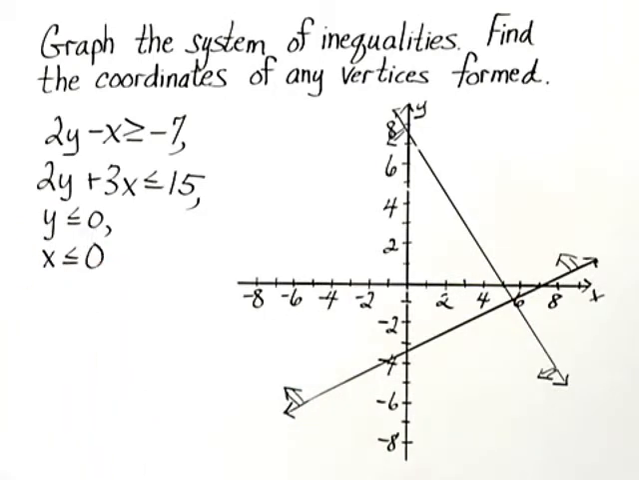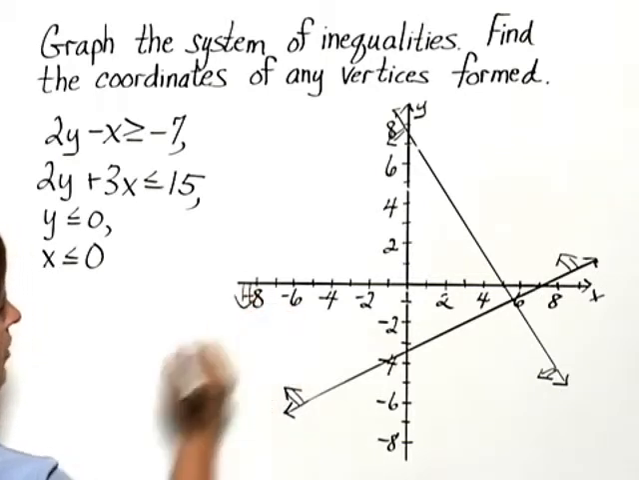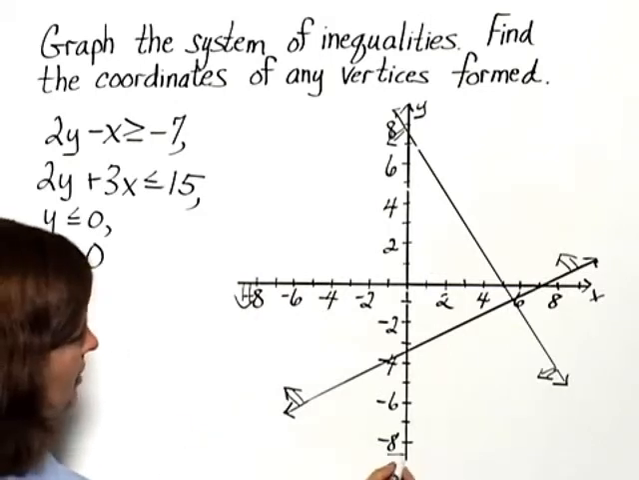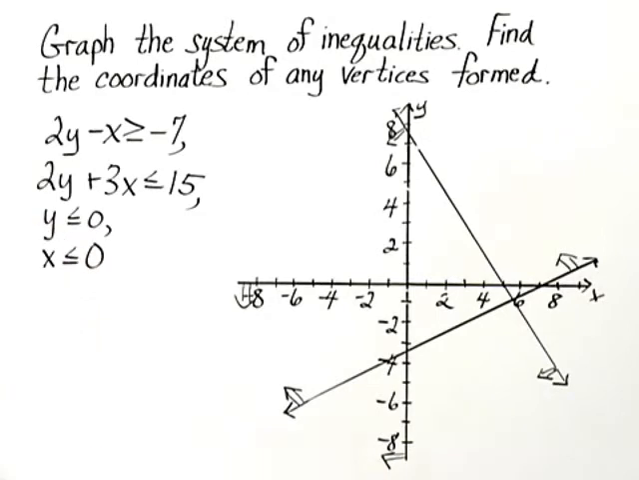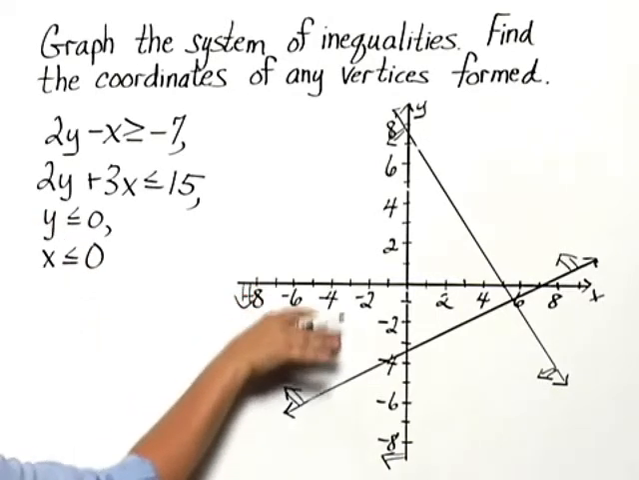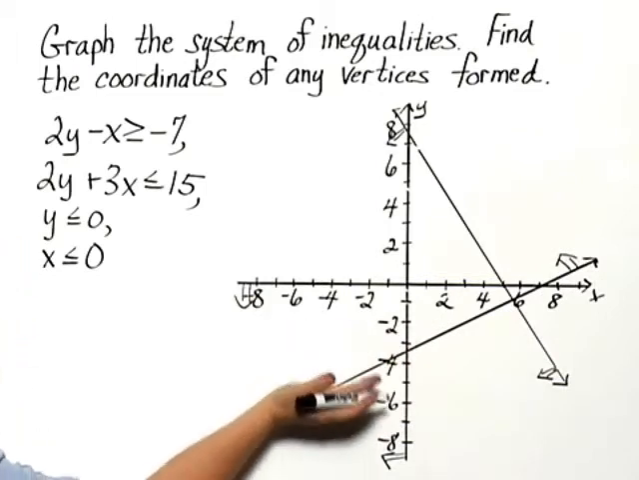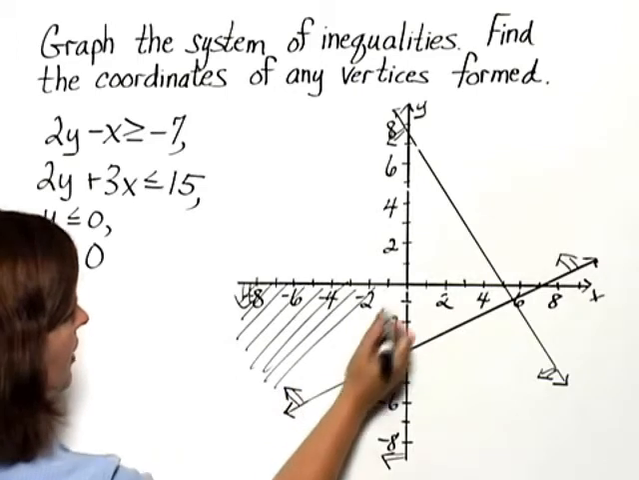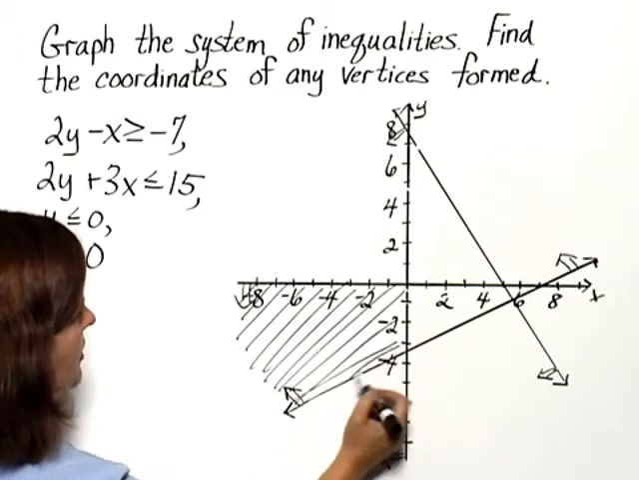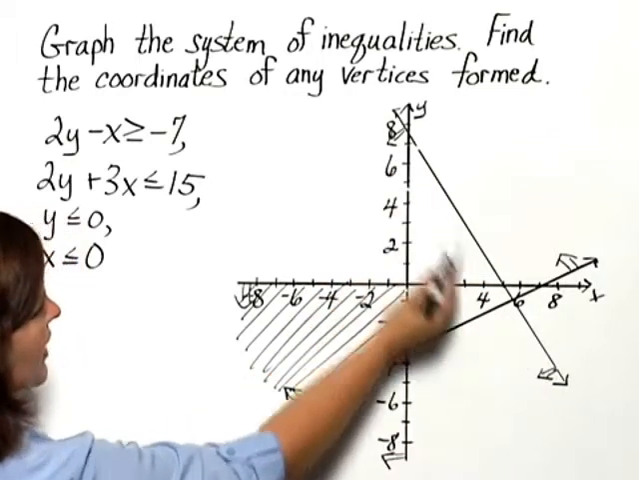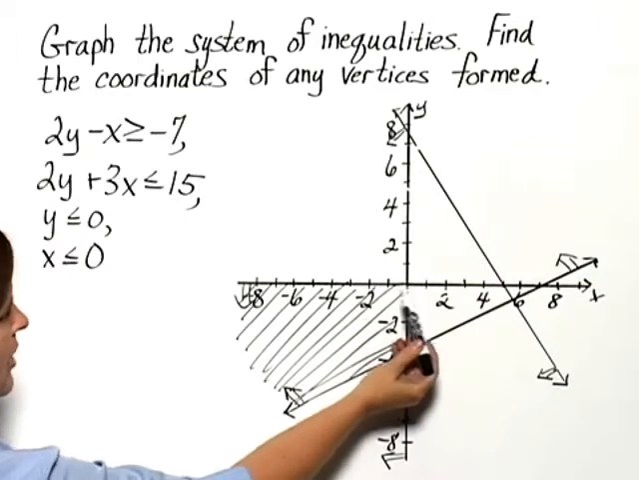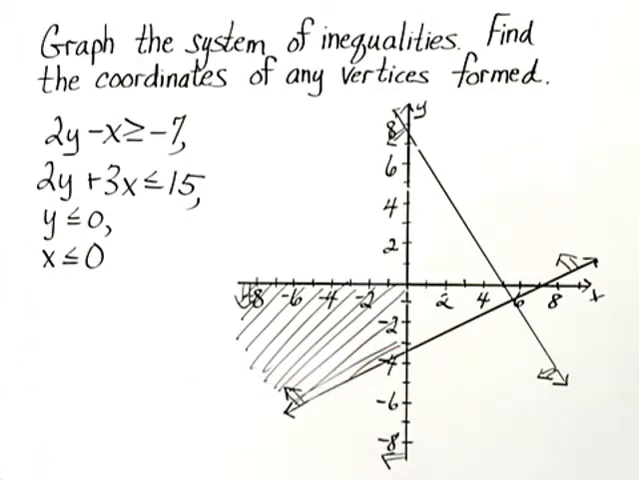Then we have y is less than or equal to 0. If y is less than or equal to 0, we are coloring in below the x-axis. If x is less than or equal to 0, we are going to shade in to the left of the y-axis. Now, if we're below this, to the left of this, above this, we're really going to be looking at this section right here. You'll notice that this inequality here does not even figure much into this because it's all below that, but it has to also be below this corner as well.